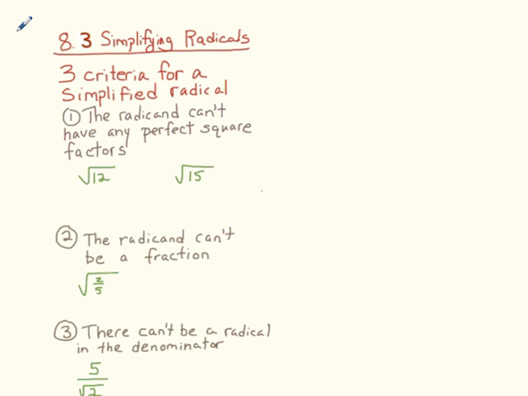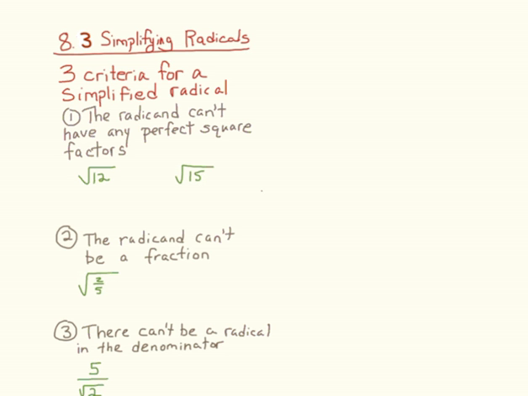Now, does everybody remember what the radicand is? Yes, number 7. So the radicand can't have any perfect square factors. In this first example up here, I would tell you that the square root of 12 is not a simplified radical. The square root of 15 is. Does that make sense? Why is the square root of 12 not simplified based on this criterion?